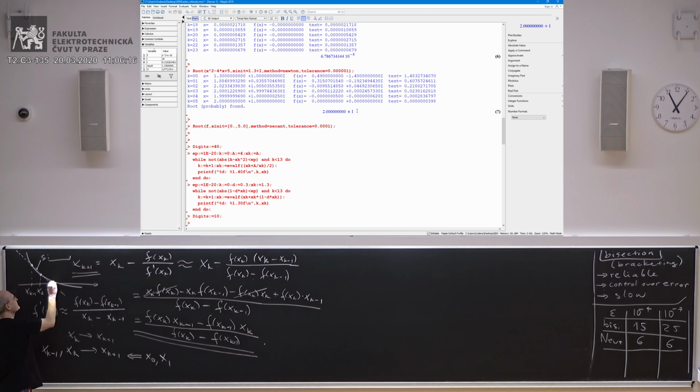What do I do next? Well, I have the last 2 points. I connect, and so on. Here we go. There's the root. Okay? So the secant method, based on the picture, looks quite fast because I'm approaching the root really nicely. Let's make it official.